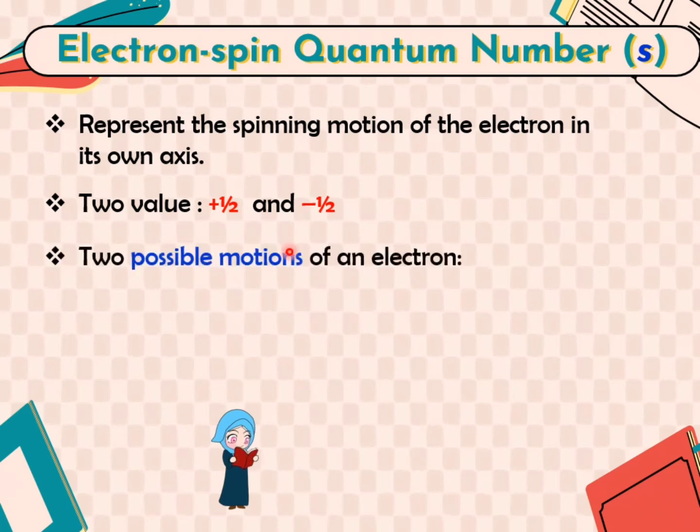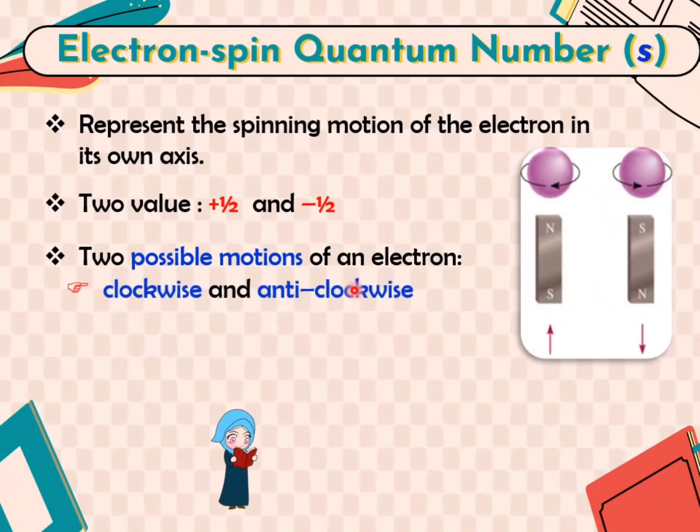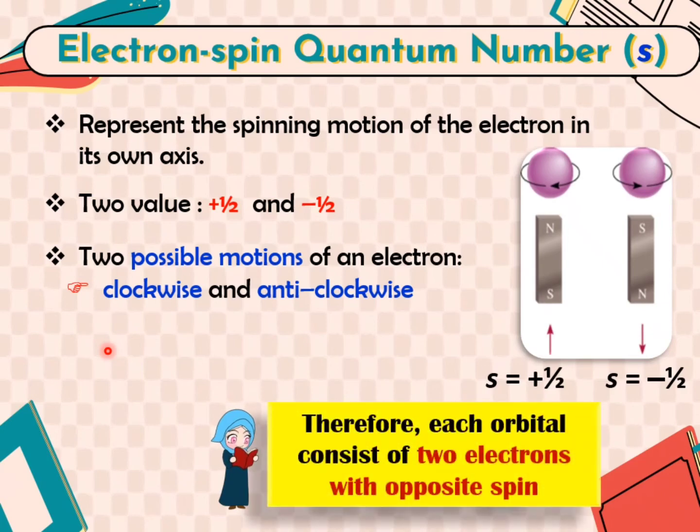Okay, two possible motions for an electron. Okay, just now saya dah kata clockwise and anti-clockwise. So like this. Okay, so if clockwise, positive half, anti-clockwise, negative half. So S does not depend on L, M. Okay, so S dia stand alone. Alright, so dia punya number either positive half or negative half. Okay, therefore each orbital consists of two electrons with opposite spin.